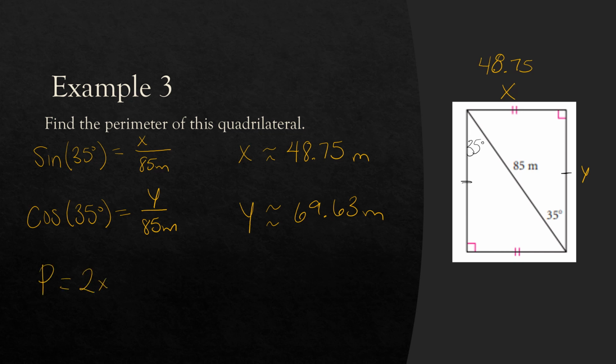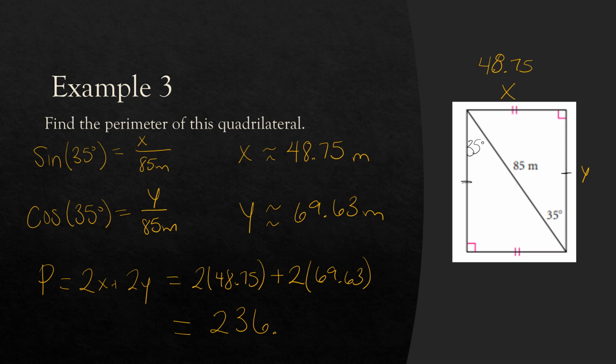Now my perimeter is going to be x plus y plus x plus y. Or I could say it's 2x plus 2y. Two times 48.75 plus 2 times 69.63. All of this is in meters. And at the end, I'm going to round to just the tenths, 236.8 meters for the perimeter of this quadrilateral.